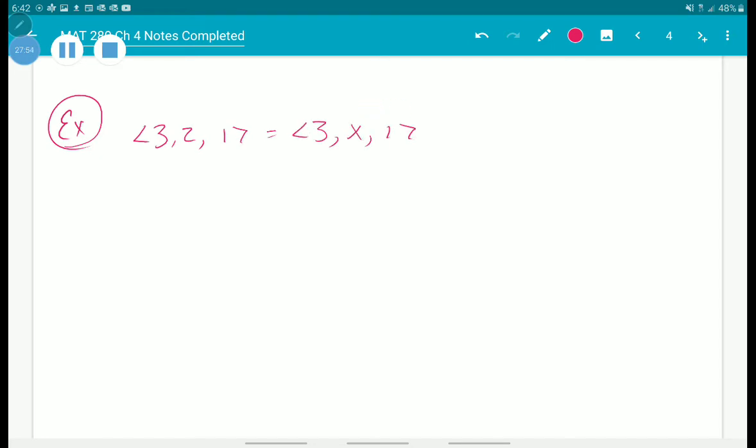So what that property is saying is that for this vector to be equal to this vector, all the components have to be the same. So you see the front components are the same, the last are the same. So the only way this can be equal is if those middles are the same. So that tells us x is going to be equal to 2. So that's an equality property.